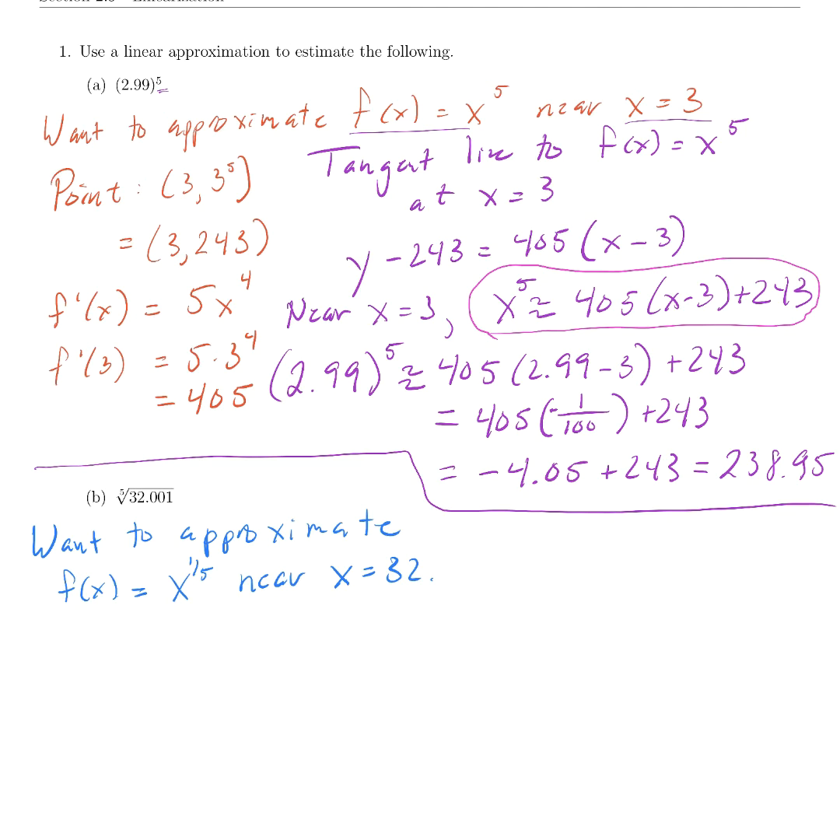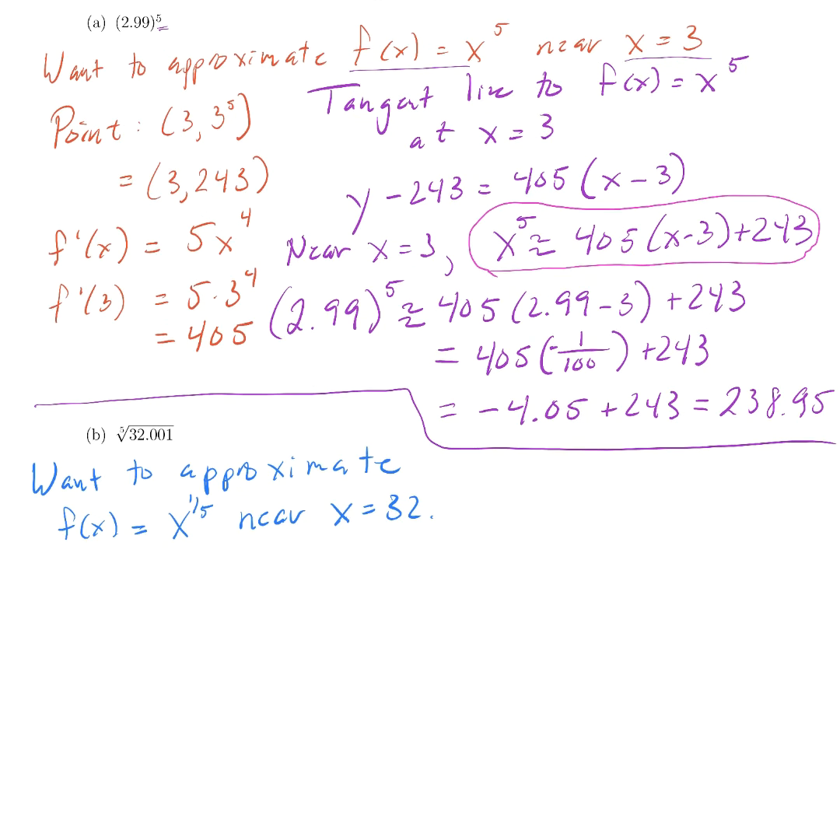Well, the value we're interested in, 2.99, is certainly close to 3. So 2.99 to the fifth is approximately 405 times 2.99 minus 3 plus 243, and that is 238.95. So we can get an approximation for 2.99 to the fifth using the tangent line to x to the fifth at x equals 3.